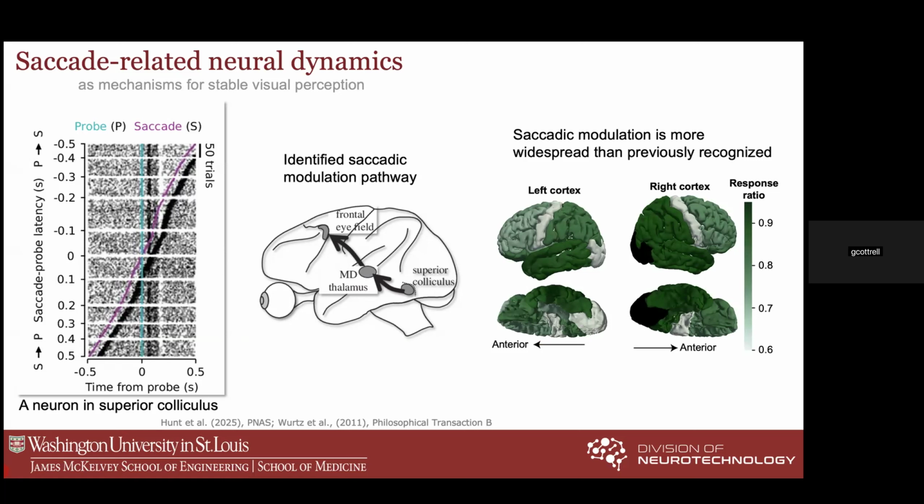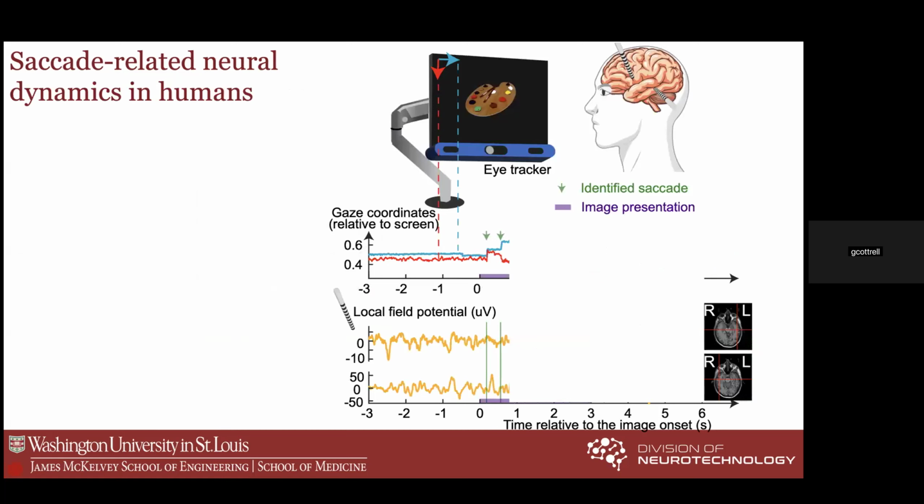I will now describe how you extract those saccade-related neurodynamics in humans. Here is our experimental setup. We record both local field potentials and eye tracking data from invasively monitored epilepsy patients. In these specific settings, the patient is freely watching images displayed on the screen. Below are the two traces. One represents the gaze coordinates and the other represents local field potentials recorded from the left and right temporal lobe.